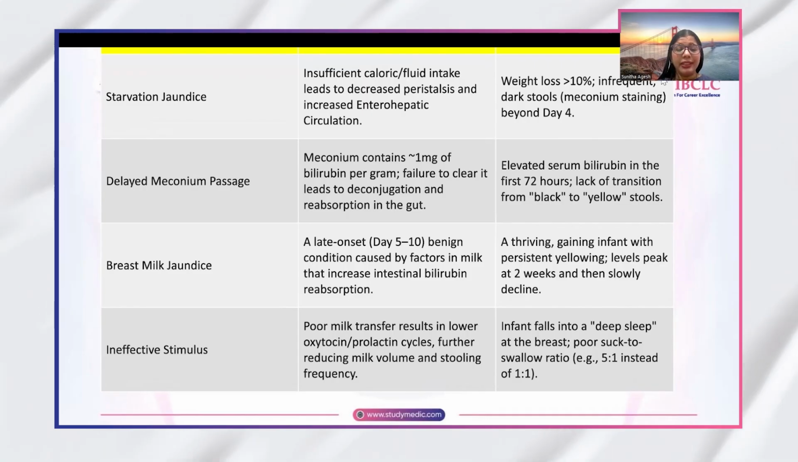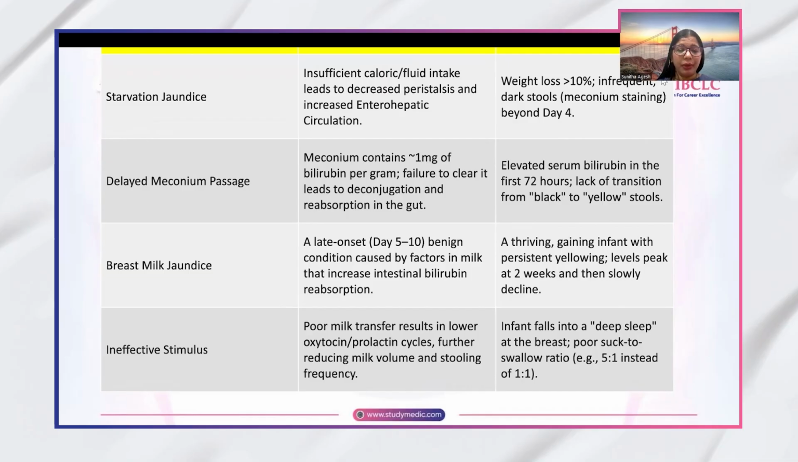Next one is breast milk jaundice. It's a late onset benign condition caused by factors in the milk that increase intestinal bilirubin absorption. It is seen in a thriving, weight gaining infant with persistent jaundice. It will peak at 2 weeks of life, then slowly decline.